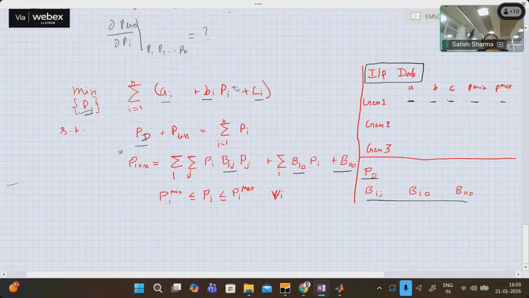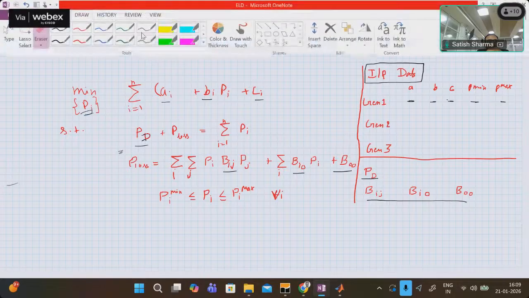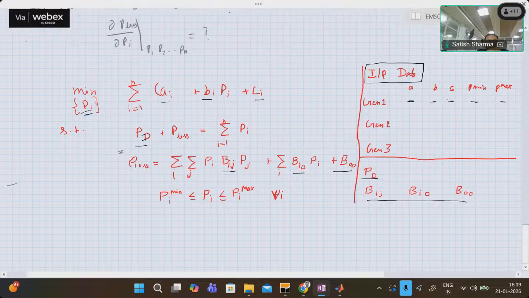So let me correct this one. It is bp plus c p square. Okay, so sometimes we write it like this as well.